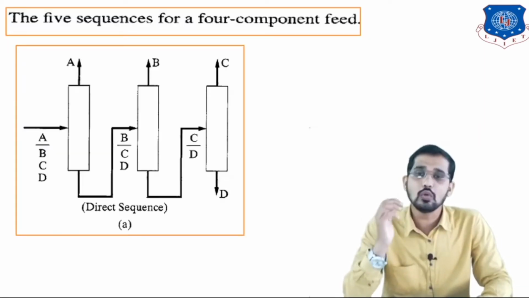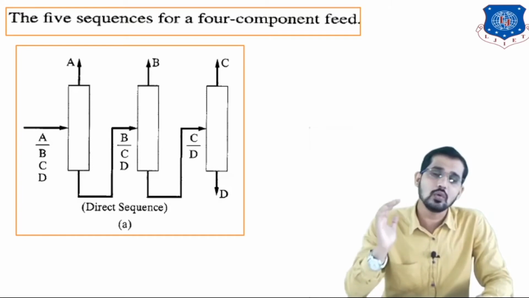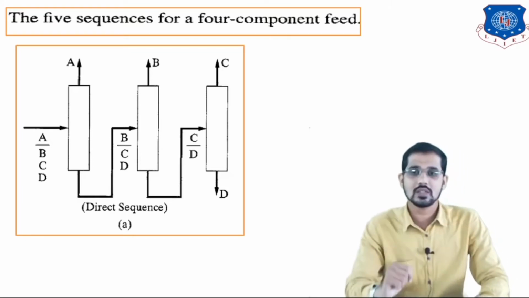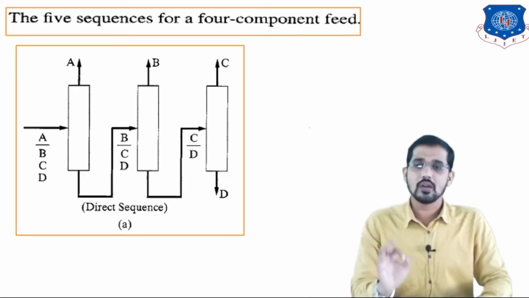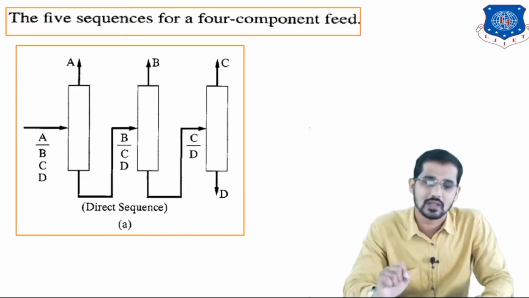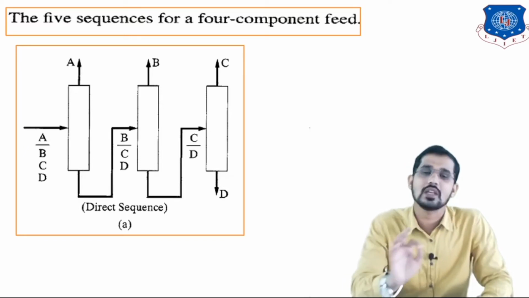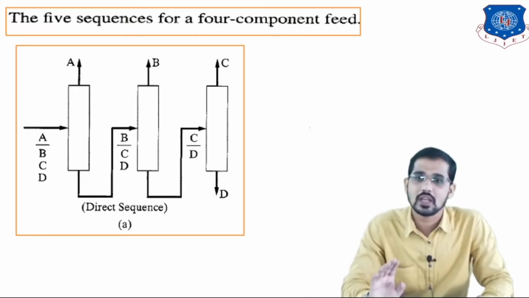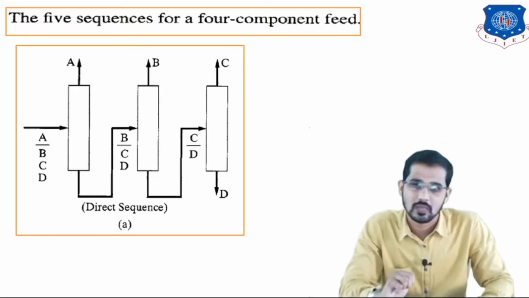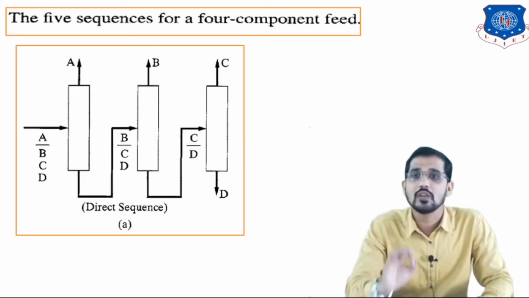Now we will see how to use all those rules and heuristics in actual problems. So you can see on the screen, this is the figure for favorable sequences. We know that to separate n number of components, we will use n-1 distillation columns. So here we are having 4 components, we are using 3 distillation columns. But how to use those 3 distillation columns? That depends on heuristics.